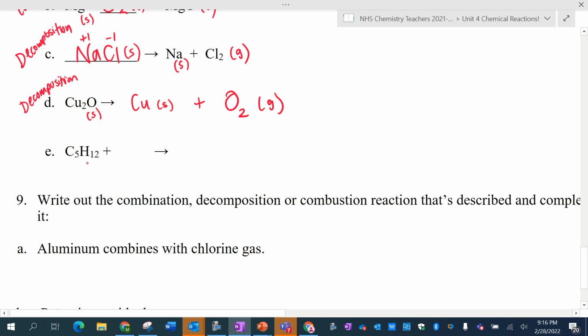C5H12, pentane, I believe, is a liquid. Combine it with oxygen gas. This must be a combustion reaction. And so we know the products are going to be CO2 and H2O.